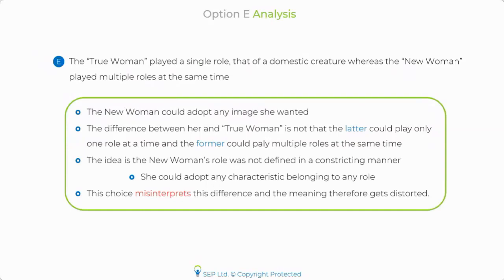And you can see these are the kind of twists and turns that you can expect. The true woman played a single role. Okay, so far I'm okay. I'm cool with this. That of a domestic creature. Okay, I'm cool with this. Whereas the new woman played multiple roles at the same time. Now, did she play multiple roles at the same time? Does the passage say that she could be an activist and a modern socialite at the same time? She could adopt some characteristics of the others.